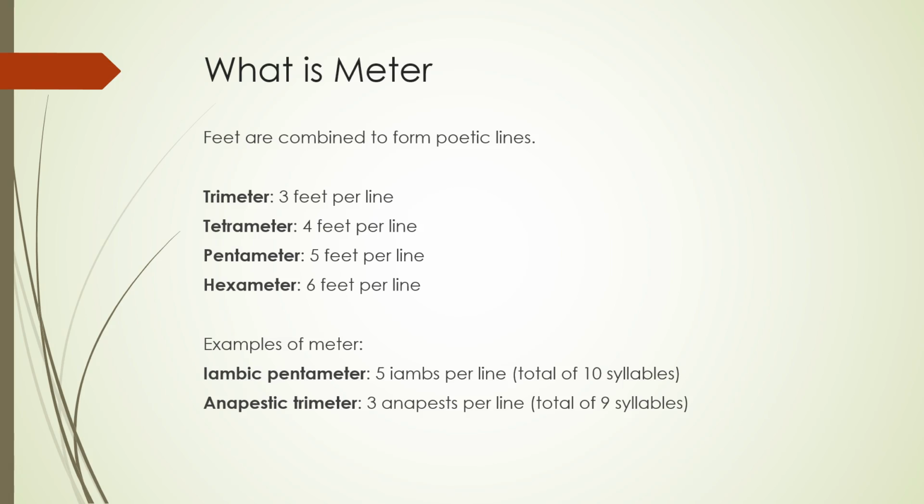So meter is a combination of the type of foot and the number of feet per line. So an example of meter would be iambic pentameter, when you have 5 iambs per line, making a total of 10 syllables. Another example would be anapestic trimeter, or 3 anapests per line, making up 9 syllables.